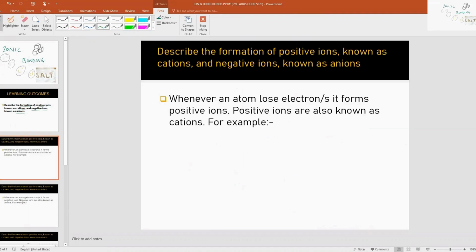Whenever an atom loses electron or electrons, it forms positive ions. Positive ions are also known as cations. For example, lithium belongs to group 1. It forms a positive ion with the formula Li+. The equation will be like this.